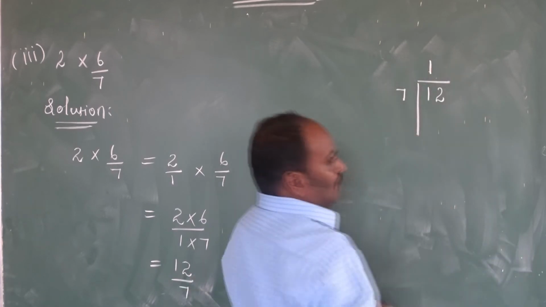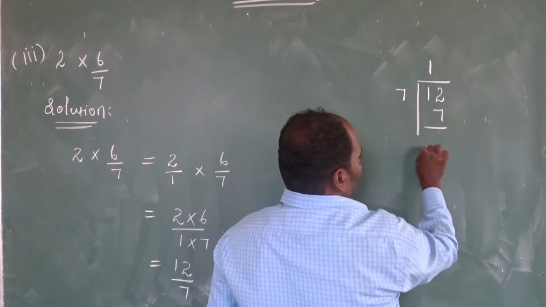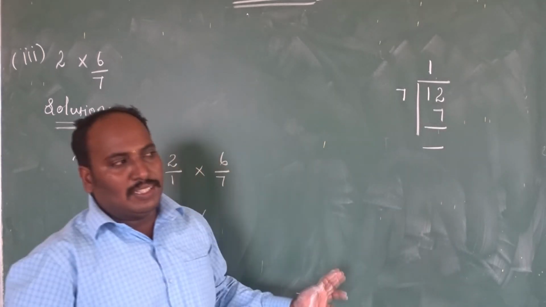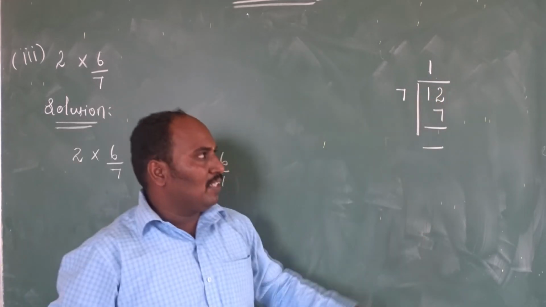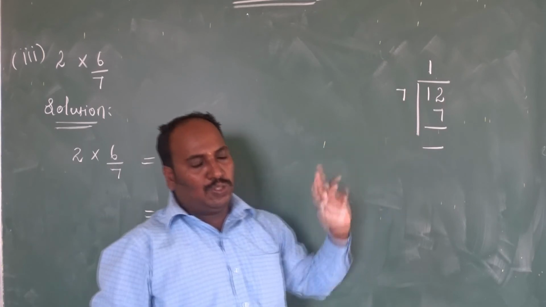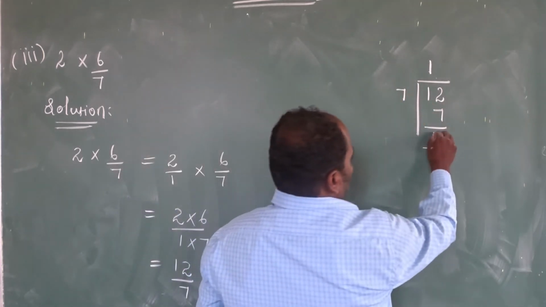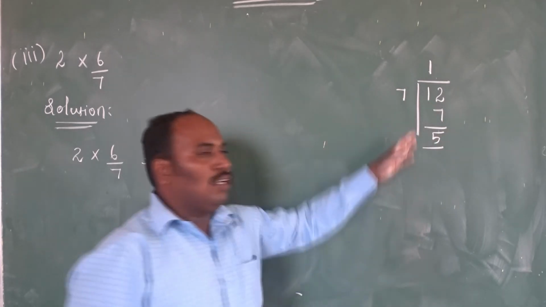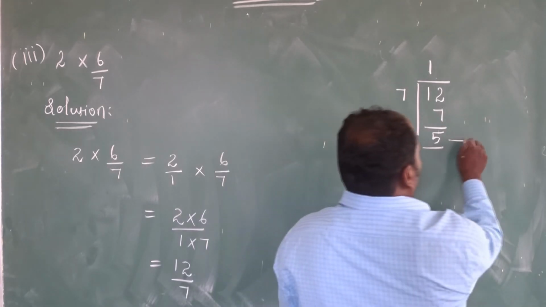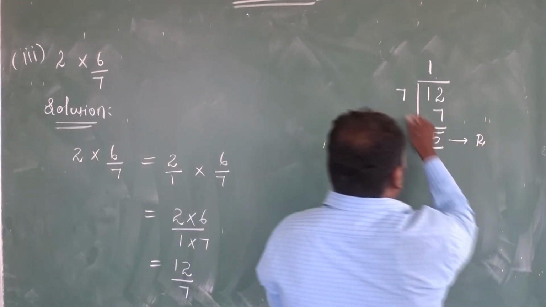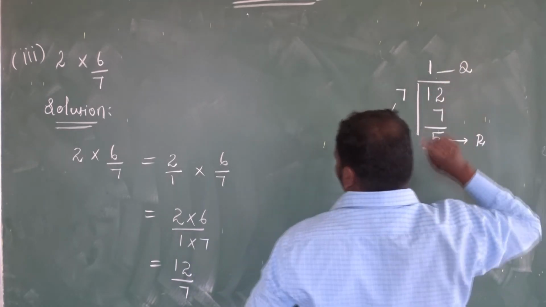Here 7 goes 1 time. 1 times 7 is equal to 7. 12 minus 7 is equal to 5. So 5 is the remainder, 7 is the divisor, and the quotient is 1.